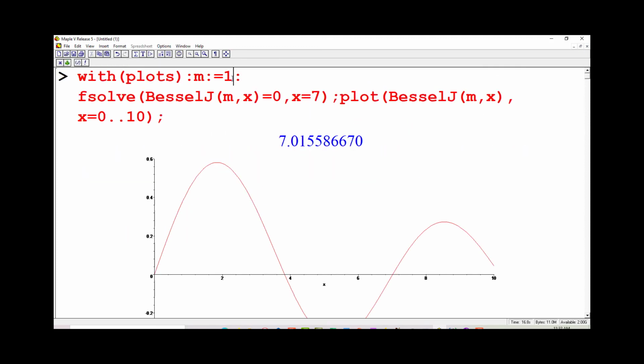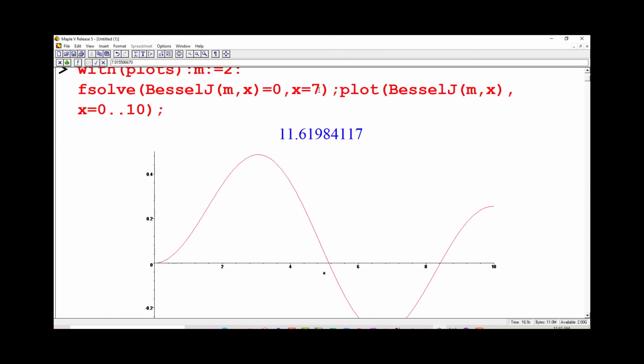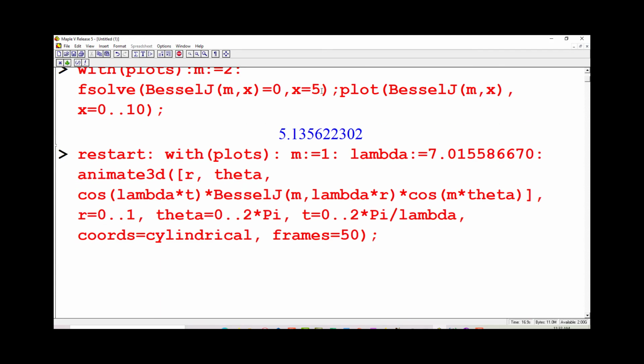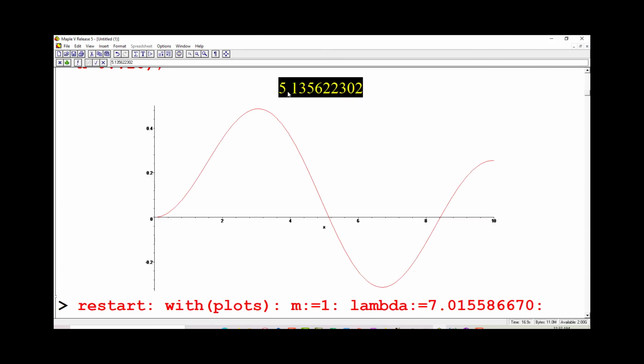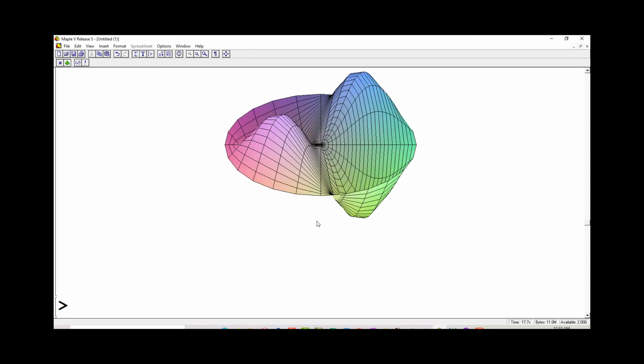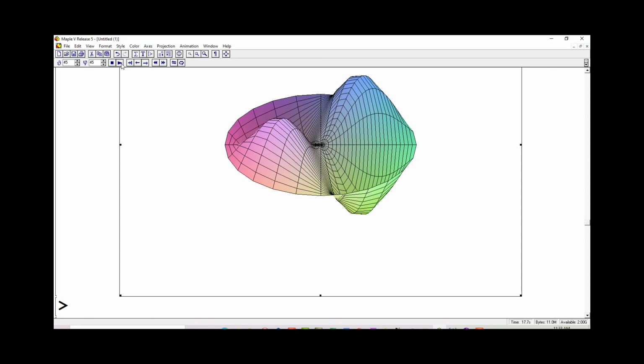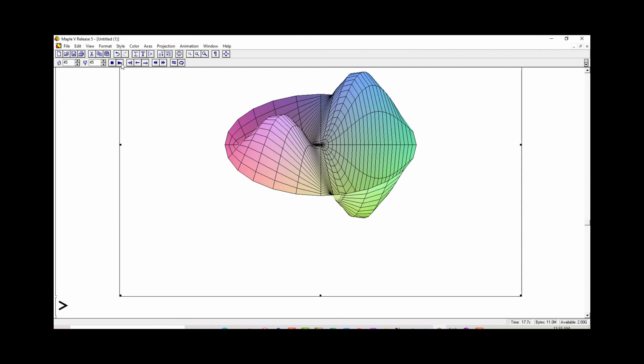Let's try m equals 2. The first root is somewhere between 4, perhaps between 5 and 6. So if we try our initial guess closer to 5, we should get the correct first root. Paste that down here. Again, we're doing m equals 2. And you can see another very different vibrational mode where you have 2 hills and 2 valleys interchanging places.